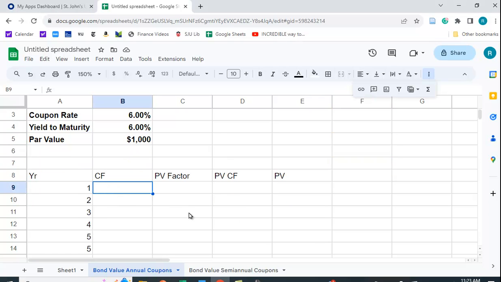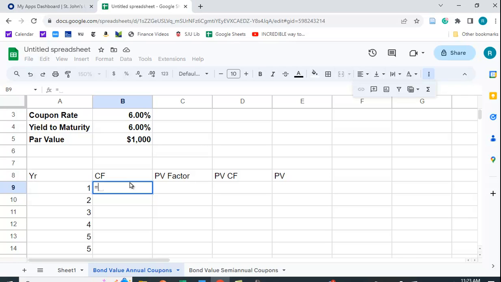So the first thing I want to do is figure out what the cash flow is. I've given you the coupon rate and the par value. The coupon rate tells us the percentage of the par value you get each year in interest. So you're going to get 6% of $1,000.